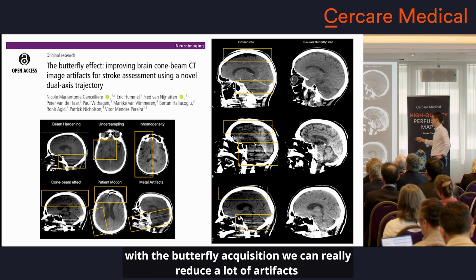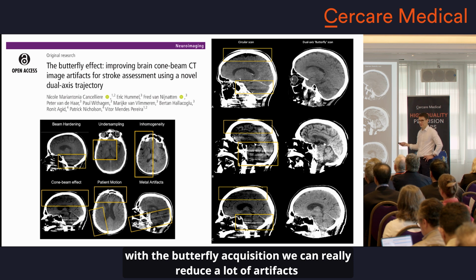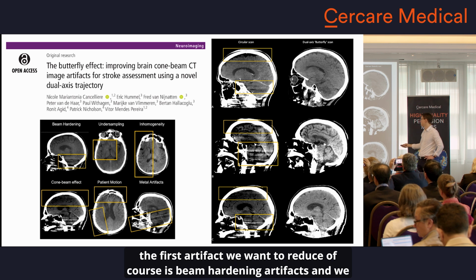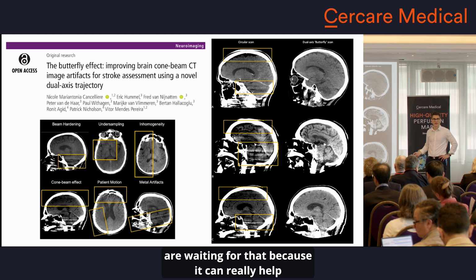The other one is that with the butterfly acquisition, we can really reduce a lot of artifacts. The first artifact we want to reduce, of course, is beam hardening artifacts. And we are waiting for that because it can really help.